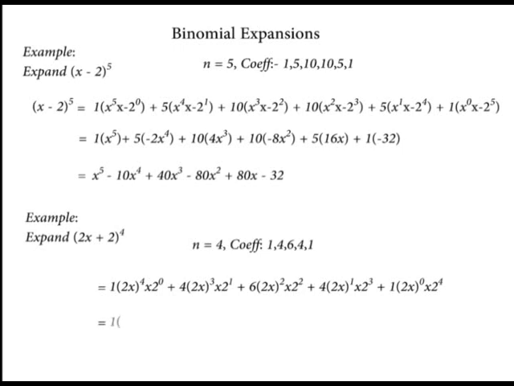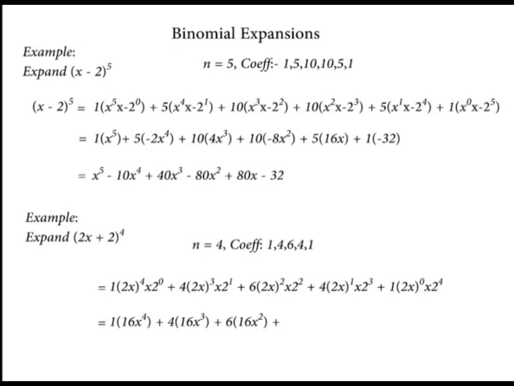So we shall have 1 times (2x)^4 is 16x^4. 2^0 is of course 1. Plus 4 times (2x)^3 is 8x^3, and then times 2 gives us 16x^3. Plus 6 times (2x)^2 is 4x^2. 2^2 is 4. So 4x^2 times 4 is 16x^2.